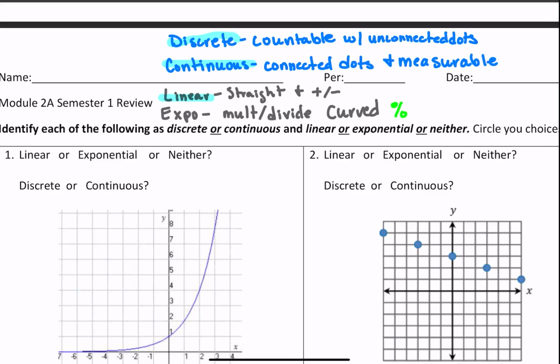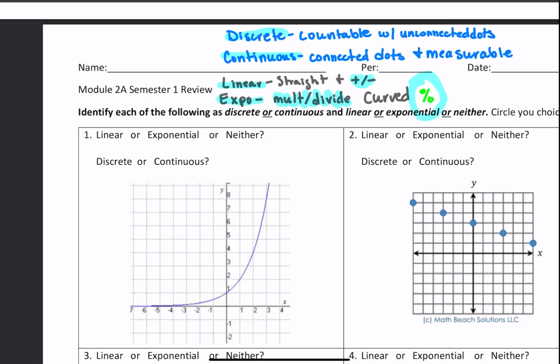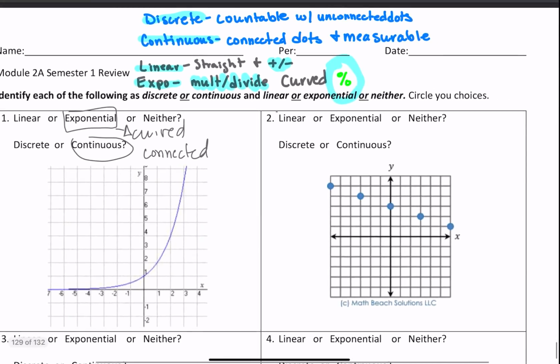Linear are straight lines and it's when we have adding or subtracting. Exponential is when we multiply or divide. Those lines are curved, but what's more important too is remembering that percents are part of exponential. So looking at this first graph here, we have an exponential because it's curved, and it's continuous because it's connected. Next up, this graph is linear because it's straight, and it's discrete because they're unconnected dots.